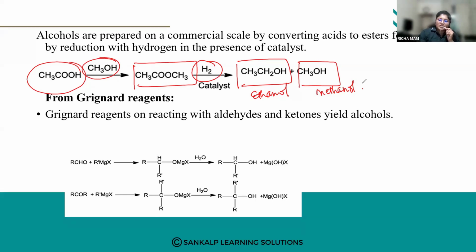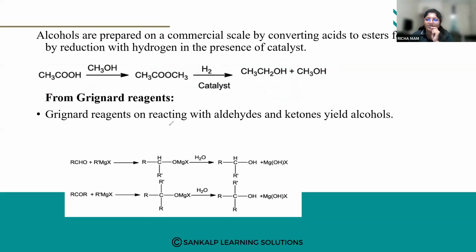Next is by reduction of carboxylic acid. Okay, so that we have done. Next we are going to see the Grignard reagent. When Grignard reagents react with aldehydes and ketones, they form alcohols.